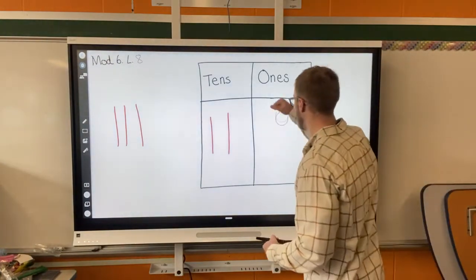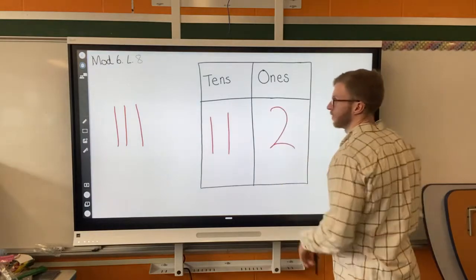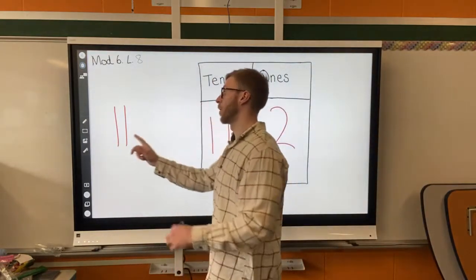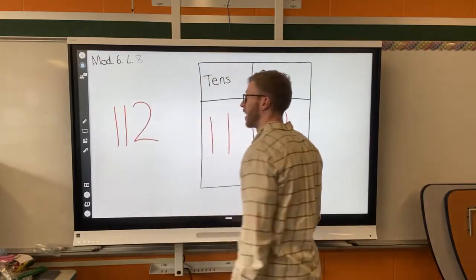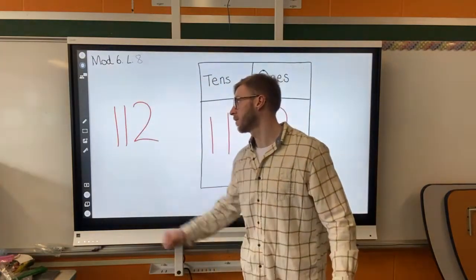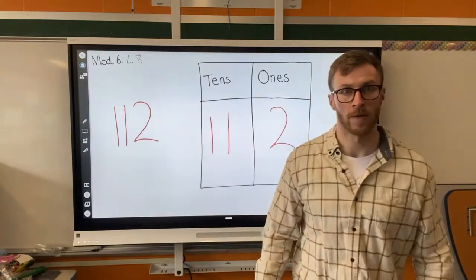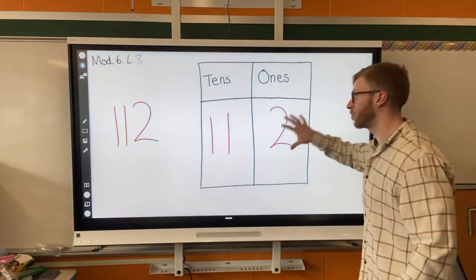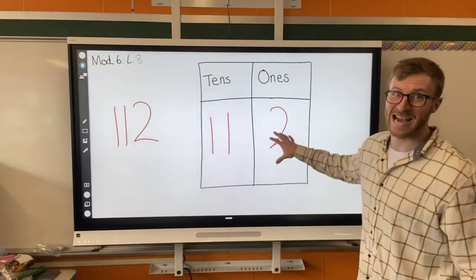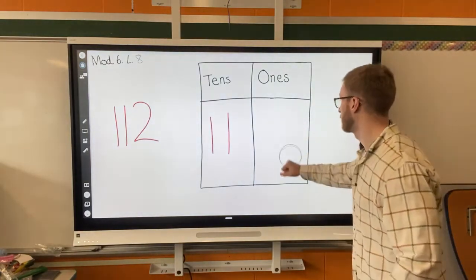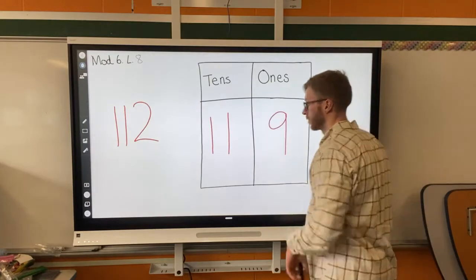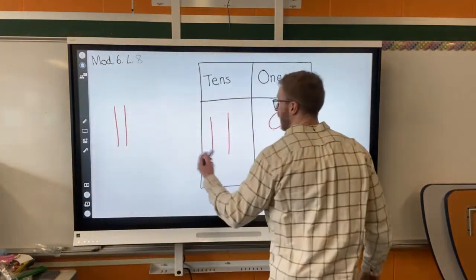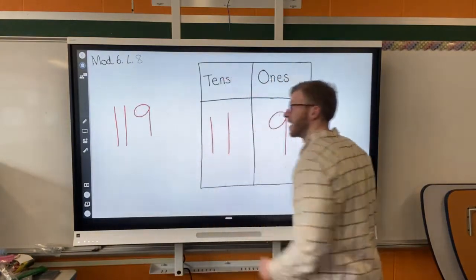Okay? Now if I wanted a 2 here, we have 11 groups of 10, and 2 extra ones makes 112. This keeps going up and up. This goes to 3, 4, 5, 6, 7, 8, 9. When it gets to 9, we have 119.